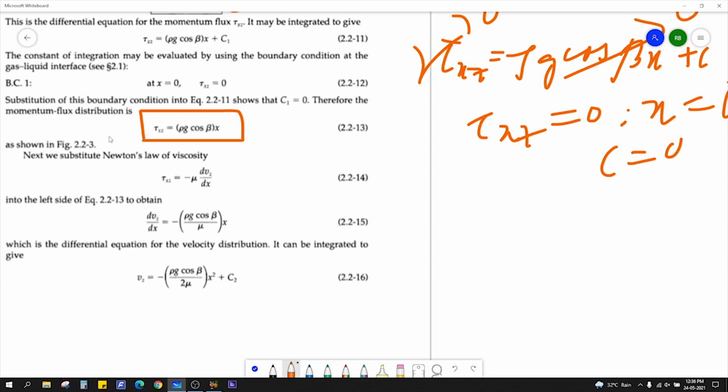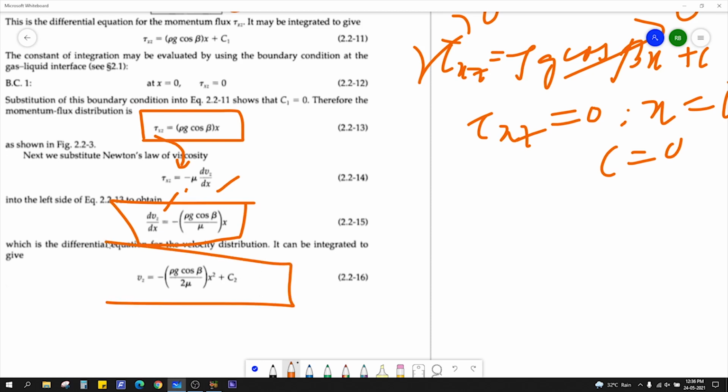Now you have to put in Newton's law of viscosity, because your stress is related to the velocity by this relation. So you simply put this in here and rearrange it. You will get dVz/dx equals minus the terms with mu going here. Now I can integrate it. If you integrate it, Vz becomes x squared by 2 plus a constant of integration C2.